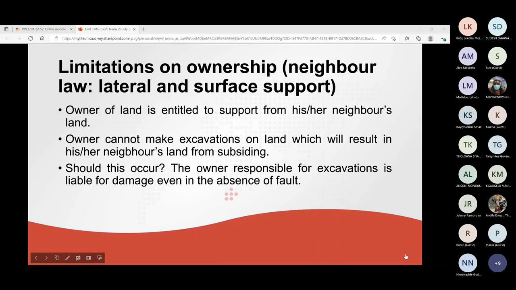Now we are still dealing with neighbor law, and what we will be focusing on next is lateral and surface support. Now, if you are the owner of land, you are entitled to support from your neighbor's land. You as an owner cannot make excavations on your land, which will have the result of your neighbor's land subsiding. If you do make excavations on your land with the result that your neighbor's land subsides, you who are responsible for the excavations will be liable for damage, even in the absence of fault.